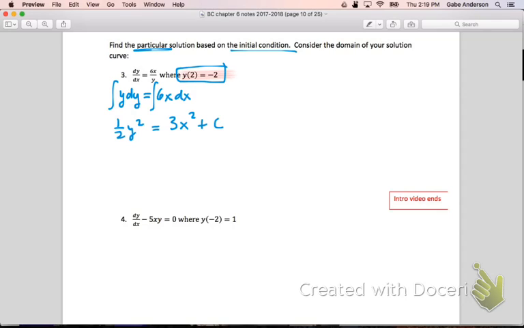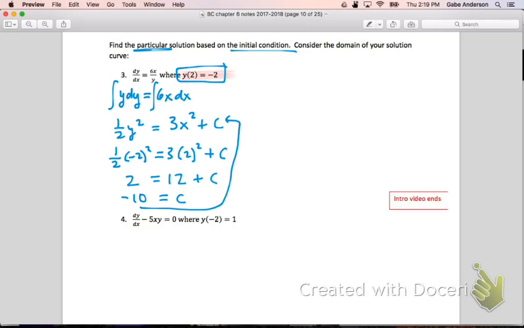That means when x is 2, y is -2. So I'm going to plug those in. Make sure you show this step. -2 goes in for y, and a 2 goes in for x. All right, so this left side ends up being 2. The right side ends up being 12. So I'm getting -10 for my c. I'm going to take that -10 and I'm going to plug it in right there where I first applied my initial condition. So it gives me 1/2 y squared equals 3x squared minus 10.